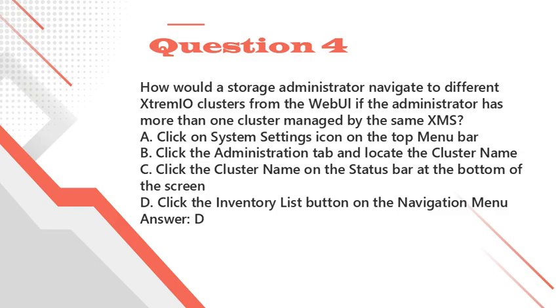4. How would a storage administrator navigate to different XtremIO clusters from the web UI if the administrator has more than one cluster managed by the same XMS? A. Click on System Settings icon on the top menu bar. B. Click the Administration tab and locate the cluster name. C. Click the cluster name on the status bar at the bottom of the screen. D. Click the Inventory List button on the navigation menu. Answer: D.